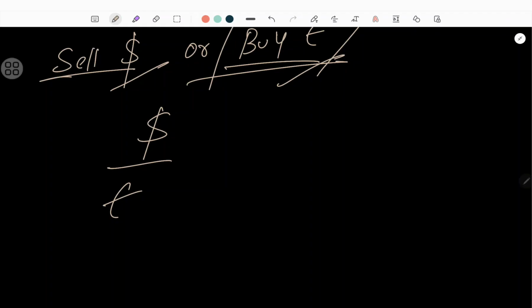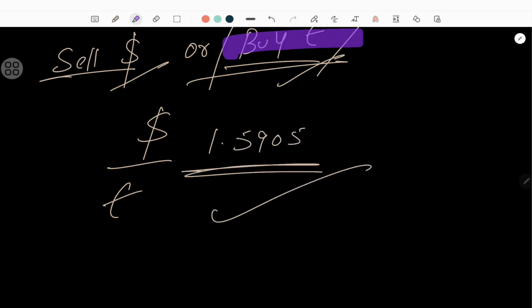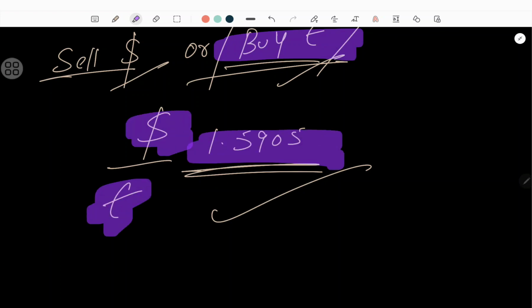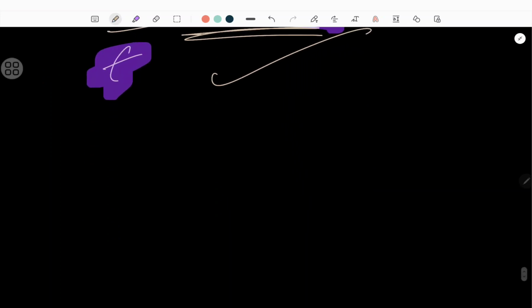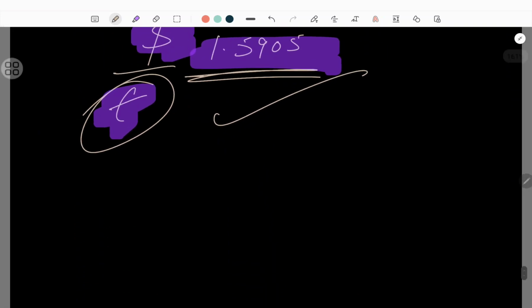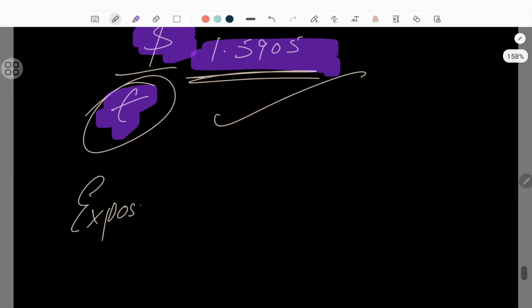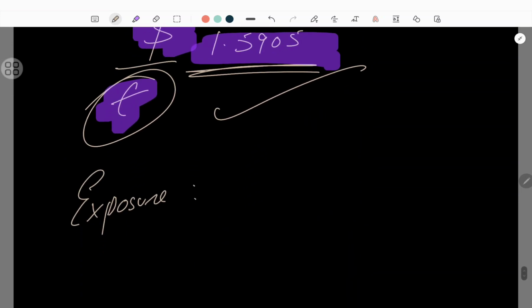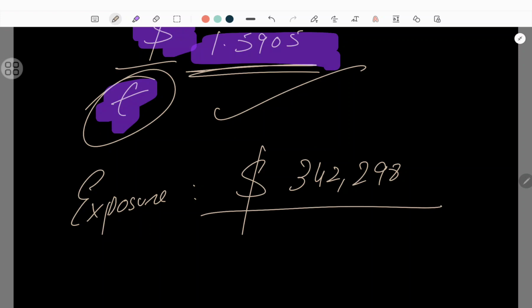Okay, let's go back. 1.5905. Understood why I took this quote, right? Buy pounds at what rate? Dollar by pound, it's a pound quote, 1.5905, higher rate. Okay, now this is a pound quote, and my exposure is in terms of dollars. If you notice this one, 342,298 dollars. Divide or multiply? I have to divide.